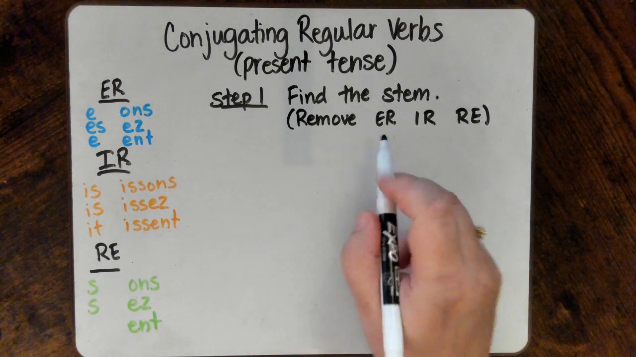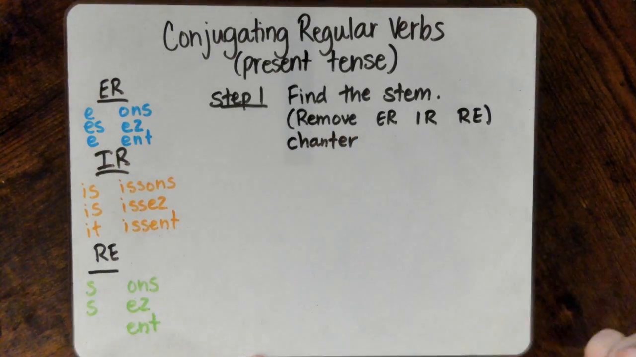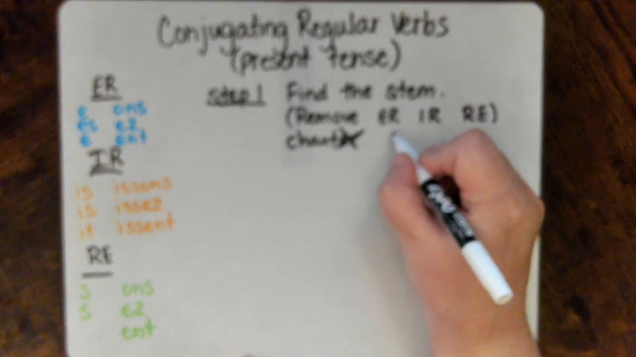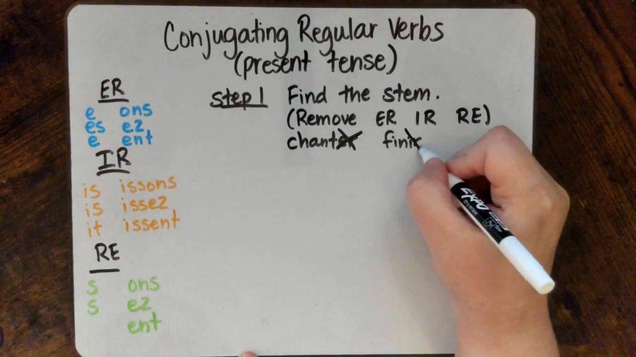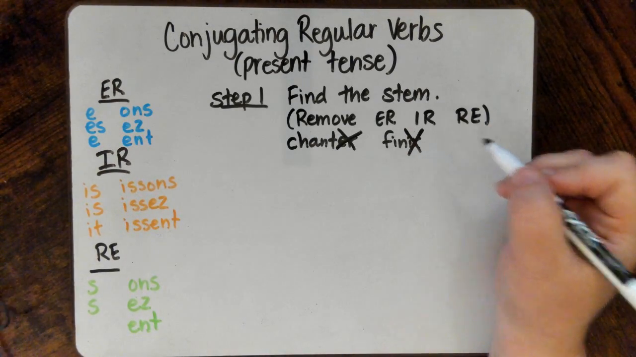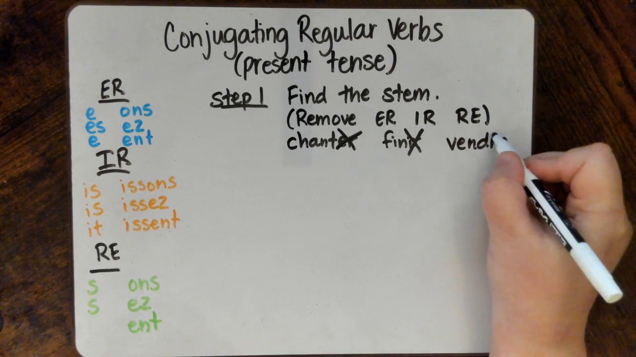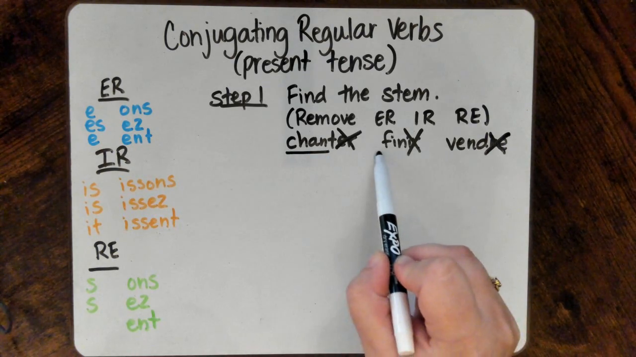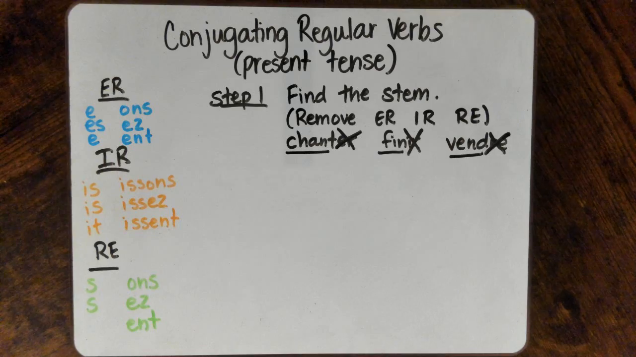For example, if you have an ER verb like chanter, then to find the stem, you're going to take off the ER. If you have an IR verb like finir, then to find the stem, you're going to remove the IR. And if you have an RE verb like vendre, you're going to remove the RE. So what you're left with is the stem. It's everything in the infinitive except the ER, the IR, or the RE.